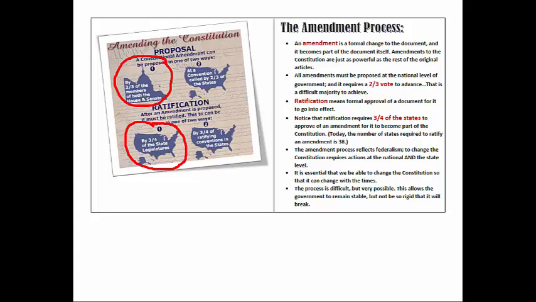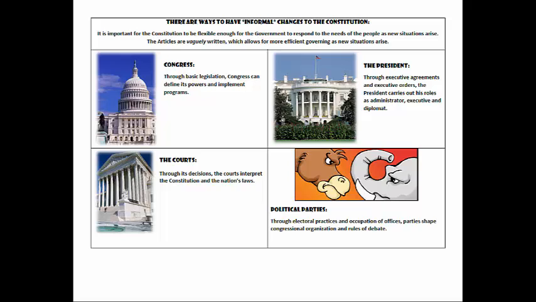And it's because of Article 5 and the amendment process that the United States government has continued to act since 1789. The final thing we need to discuss is that there are many ways that we can informally change the Constitution on a regular basis.